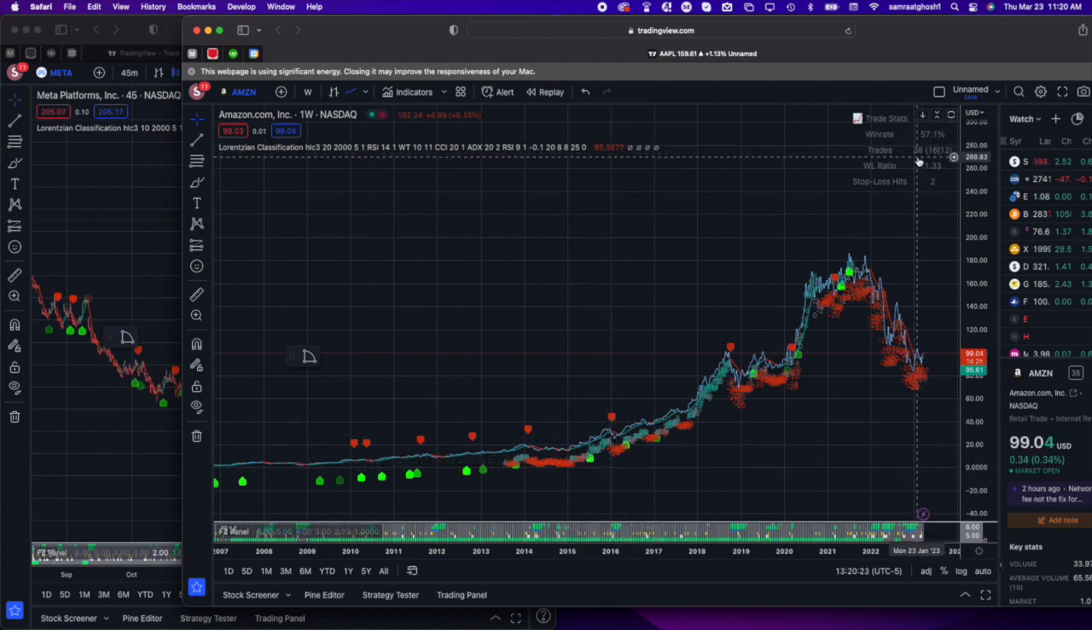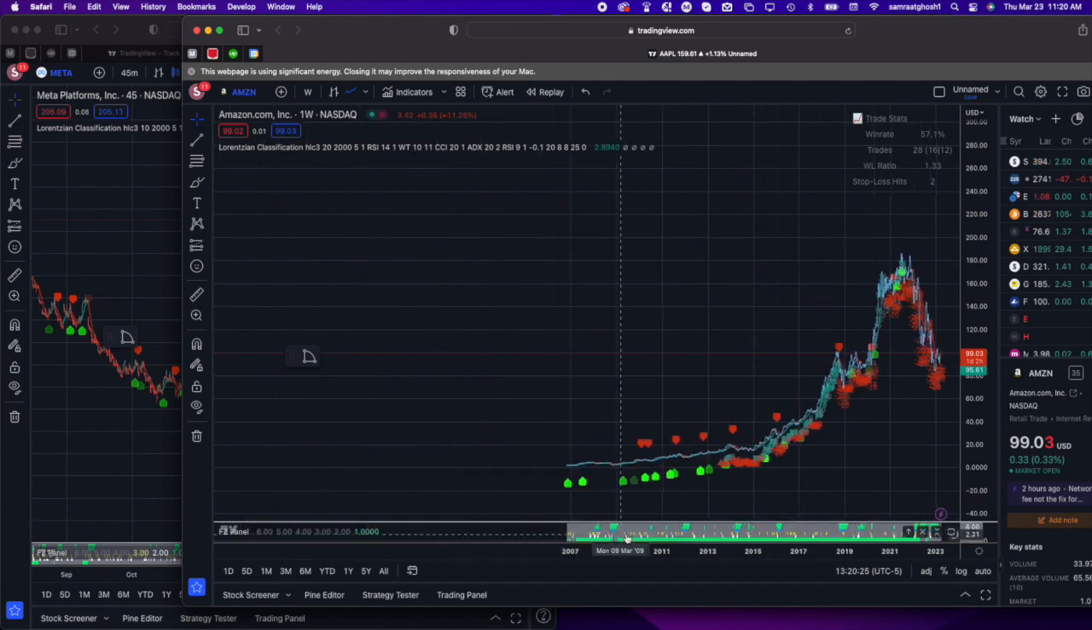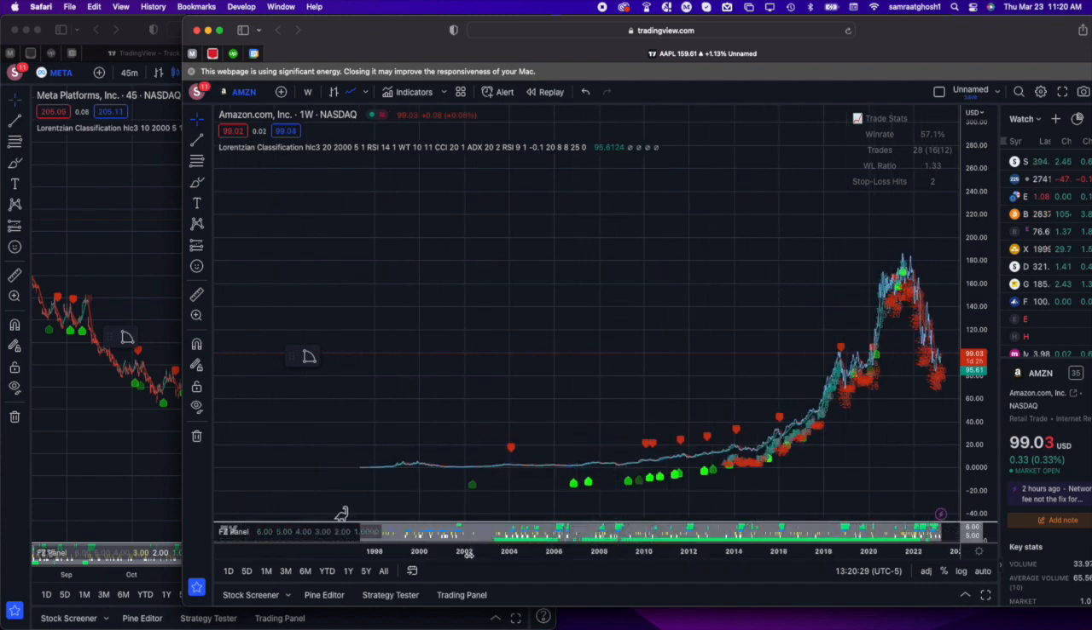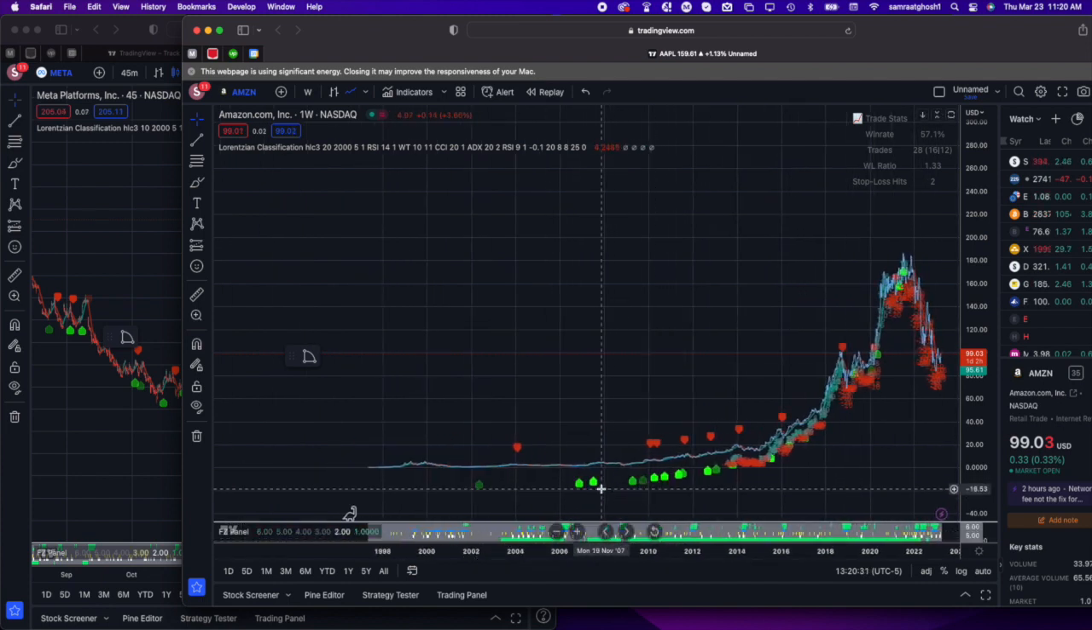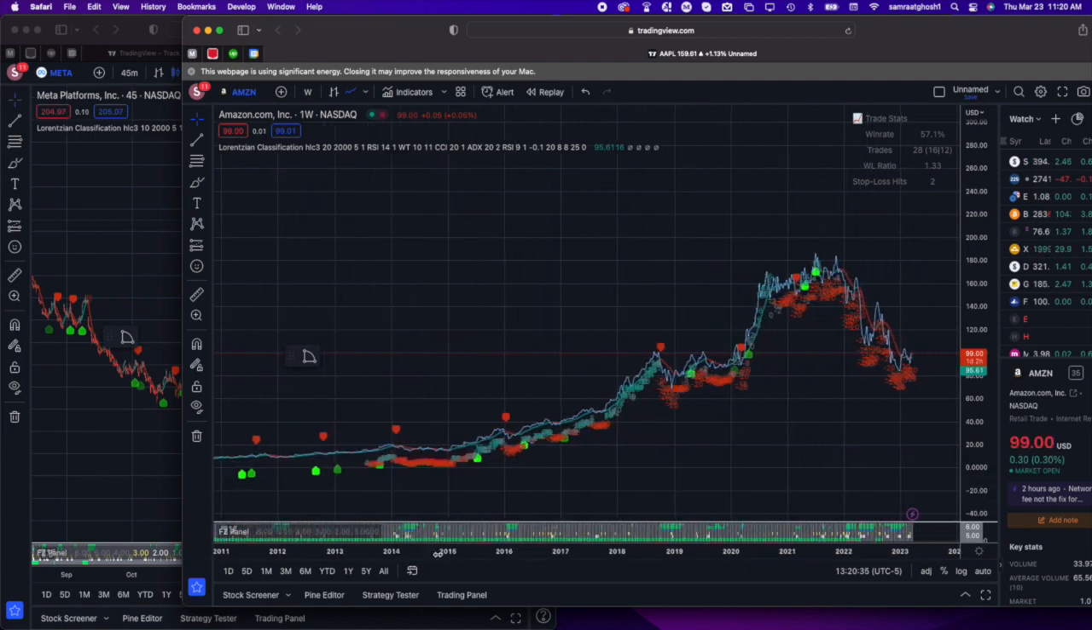So it's attempting a longer term uptrend. It goes all the way back to 2007 and even further. So 2002, you can see it bought and sold all the way to now. So 20 years of historical data.